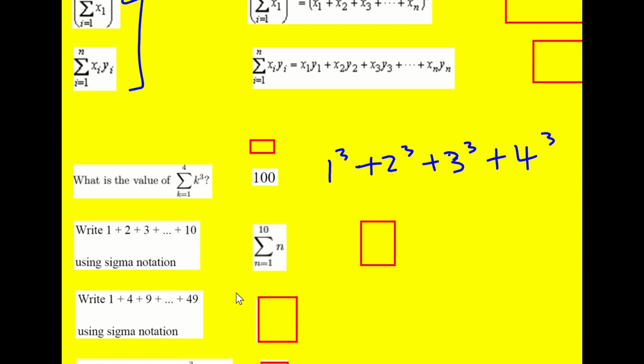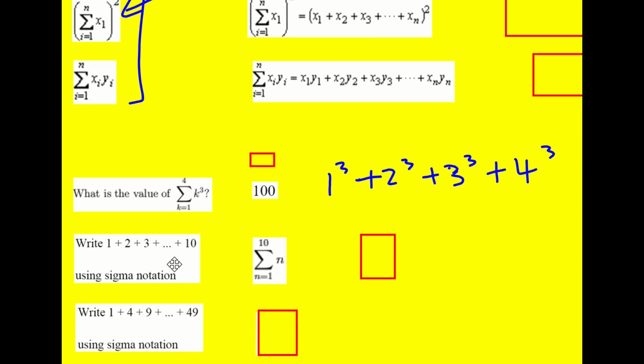How about this one? You have to recognize that these are the square numbers. And so it's going to be the sum of n equals 1 to 7 of n squared.